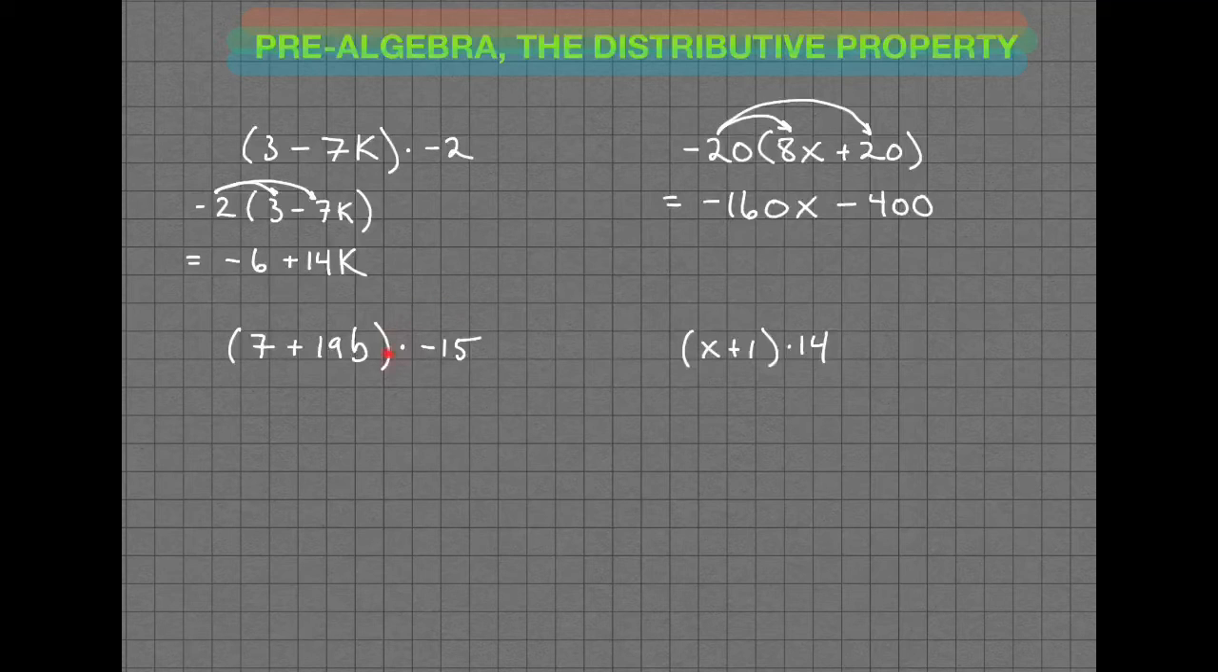Okay, so once again, here it is kind of on the back end, and you see that we're going to use the distribution since it has the multiplication sign. So you could either do what I did earlier by bringing it around front. It's not necessary, so here's what it looks like if you don't bring it around front. So we're going to say -15 times 7. So that's going to be -105. And then -15 times 19. That's going to be -285b. Okay, last one here.